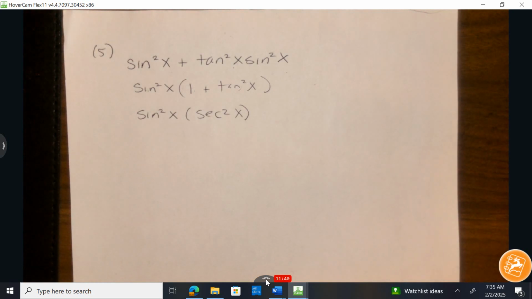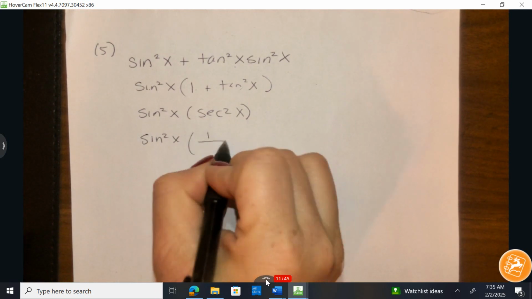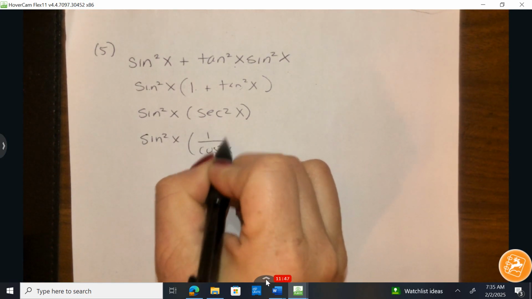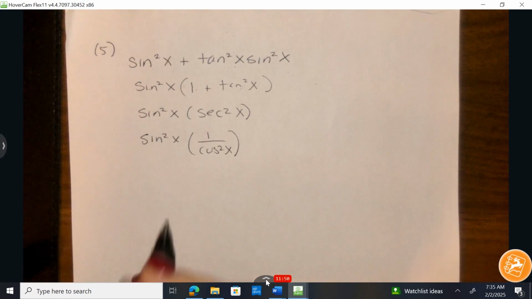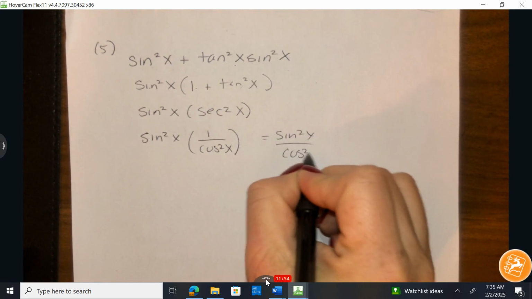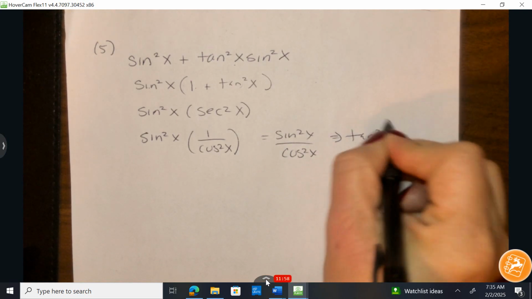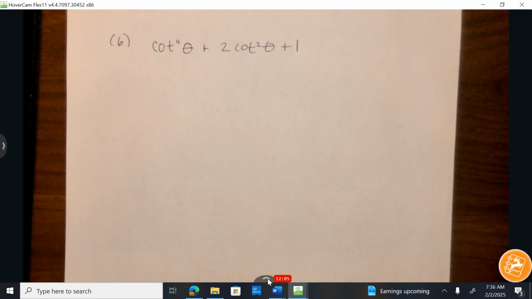So this is what we're looking at right now. And then I say to myself, hey, what is secant squared? Well, secant squared is the same as 1 over cosine squared. When I multiply, I get sine squared x over cosine squared x, which is equivalent to tangent squared x. We're going to have to go back and tap into some skills we learned early on in the first semester.